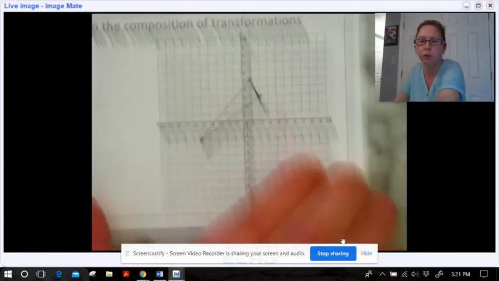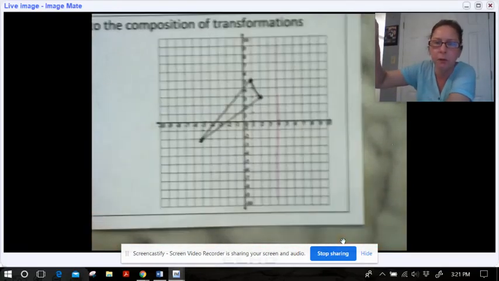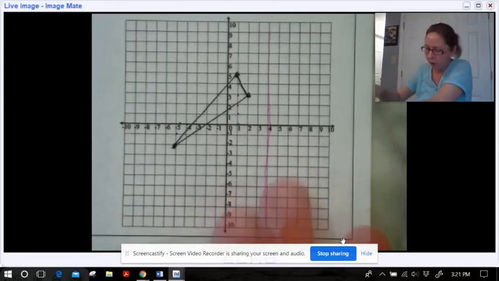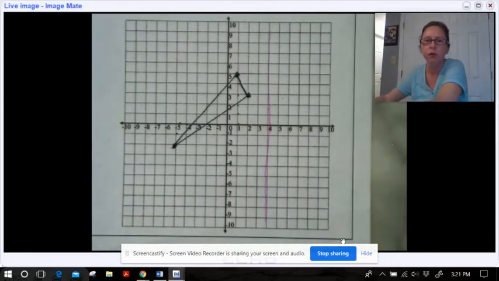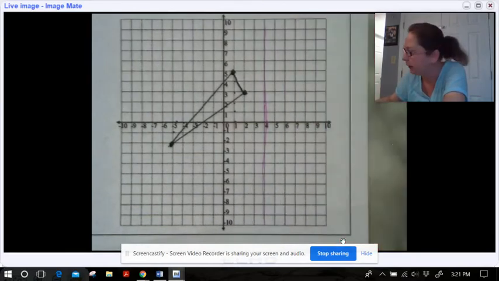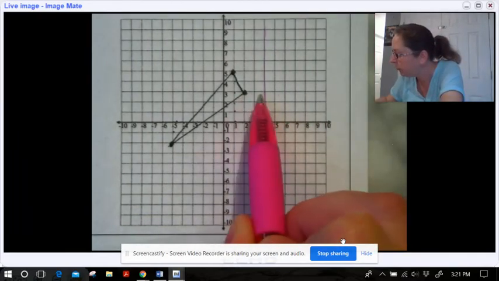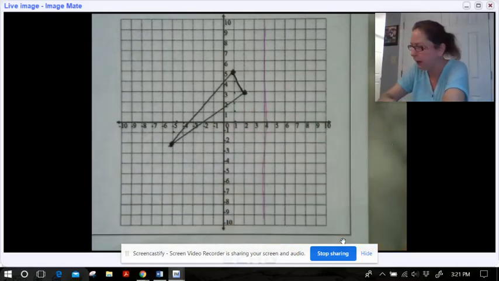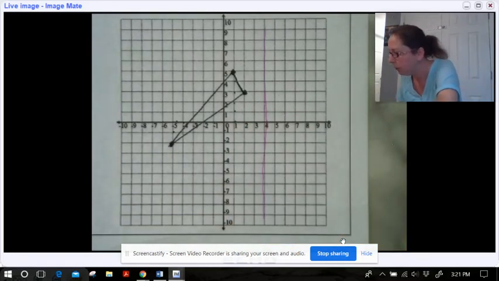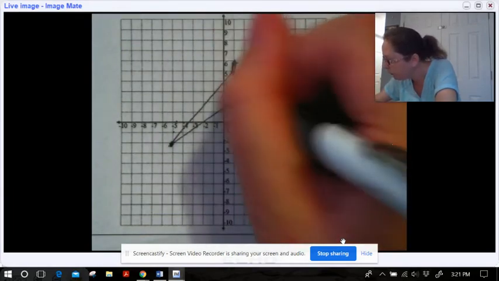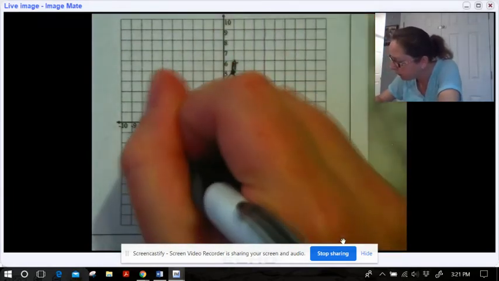And I'm going to try to zoom in really big on the graph so that we can see what I'm doing. Okay? So remember that in order to reflect across the line, if this point is 2 to the left, oh, let me label these as well. This was A, this was B, and this was C, okay?